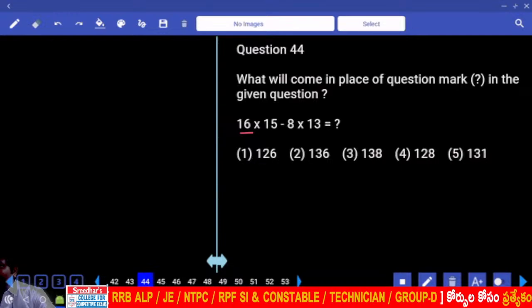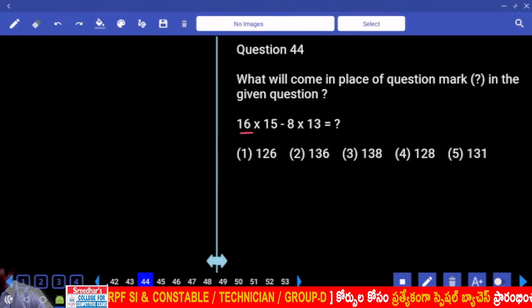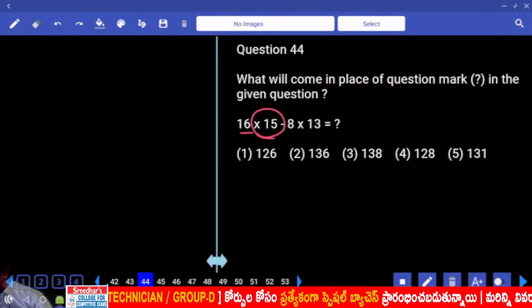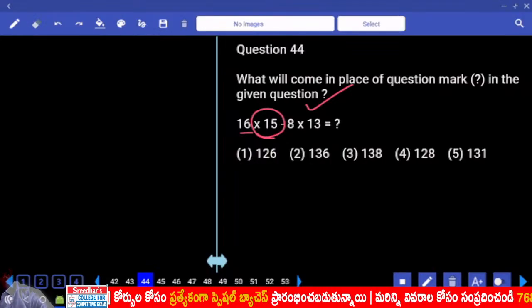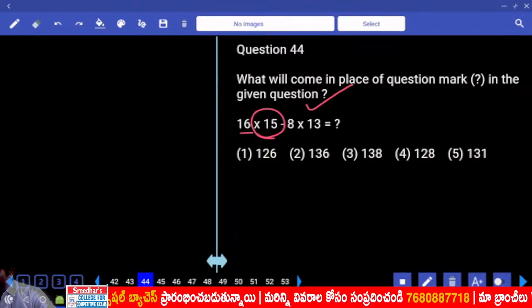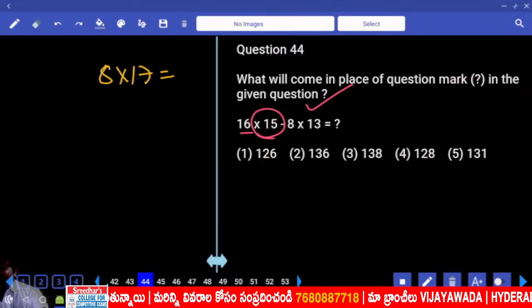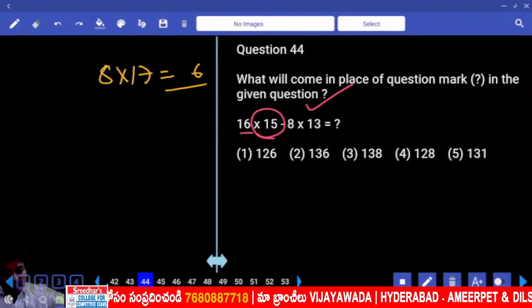8 can be written as 8. 16 can be written as 8 into 2. Keep 8 as it is. 2 into 15. So 8 30s. 8 30s minus 8 13 times. 8 17 times ends with 6. How many are there? 2 are there.